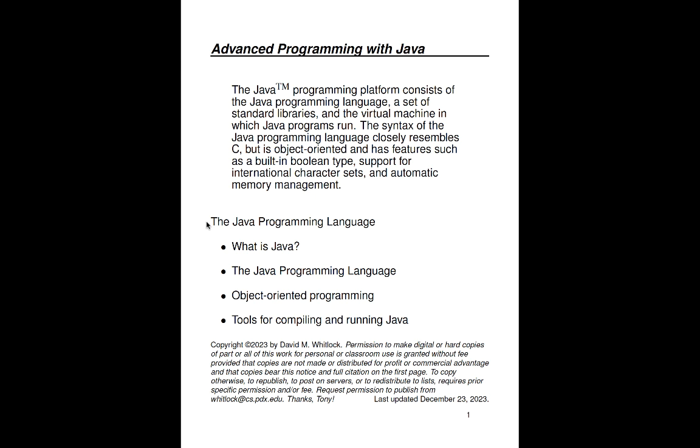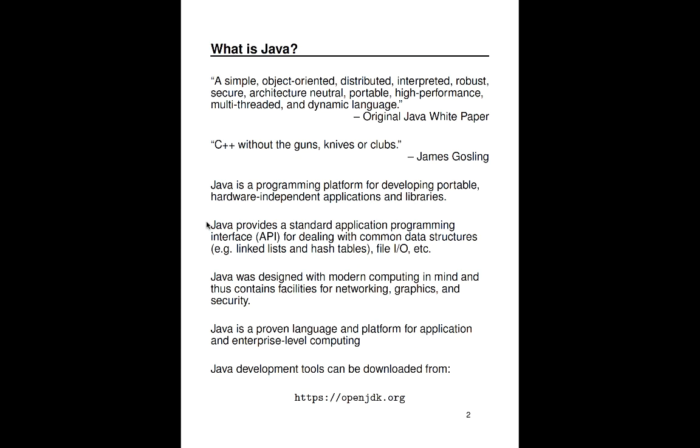But unlike C, Java is object-oriented and has features such as a built-in Boolean type, support for international character sets, and automatic memory management. So over this set of slides, and we'll probably do two parts, we'll talk about the Java programming language itself, we'll talk about object-oriented programming, and again, the tools that we use to compile and run Java programs. So what is Java?